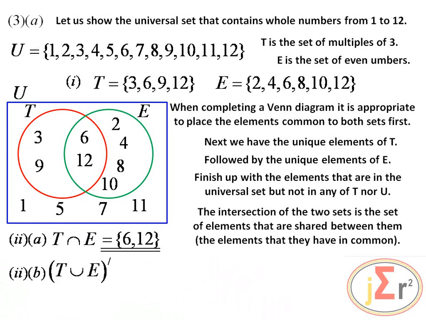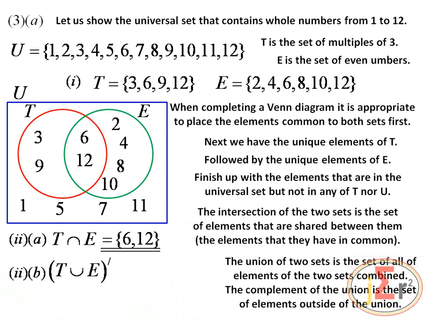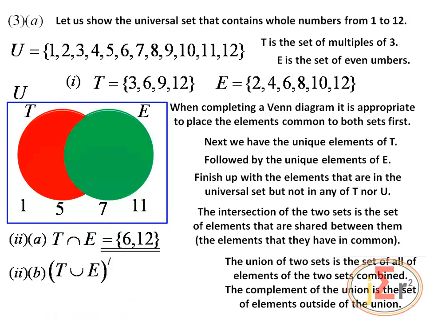T union E all complement. What does T union E all complement mean? The union of two sets is the set of all of the elements of the two sets combined. The complement of the union is the set of elements outside of the union. So the complement of any set is the set of elements that are not in that set. So we have the complement of the union, all of the elements that are not inside of the union.